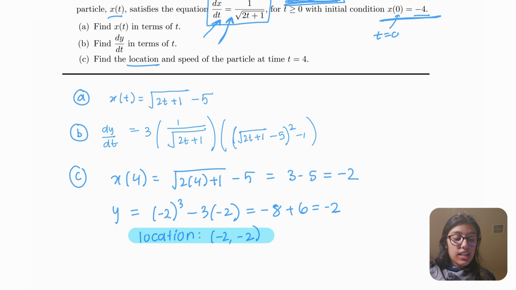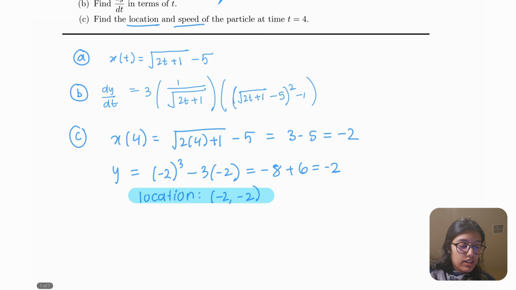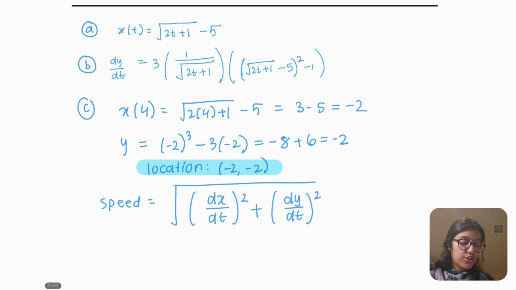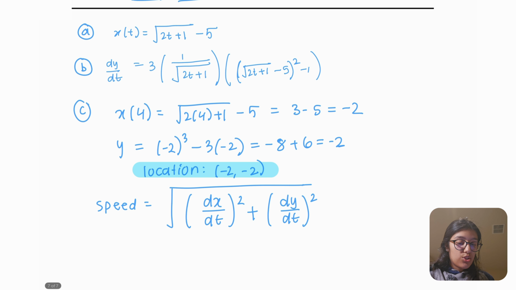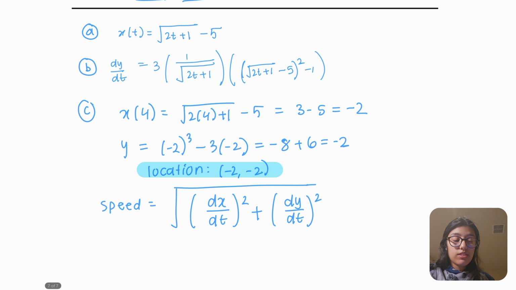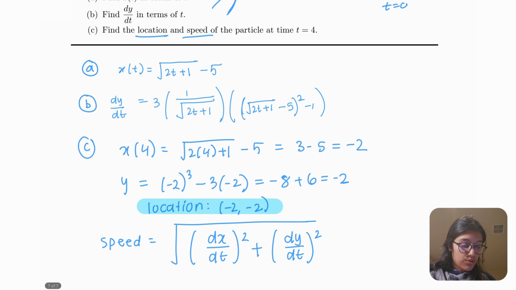Now for the second part of the problem, which is the speed of the particle at time equals 4. In order to find the speed, there is actually a direct formula you need to memorize, and that is this formula right over here, which is speed is equal to the square root of (dx/dt) squared plus (dy/dt) squared. So this is the formula that we're going to be using to find speed at t equals 4.